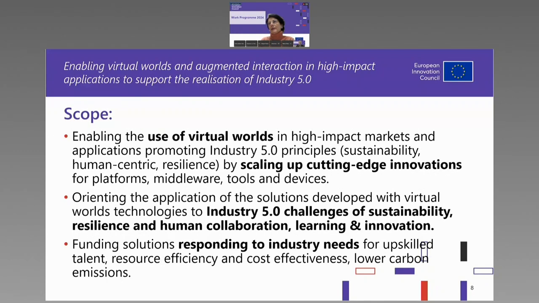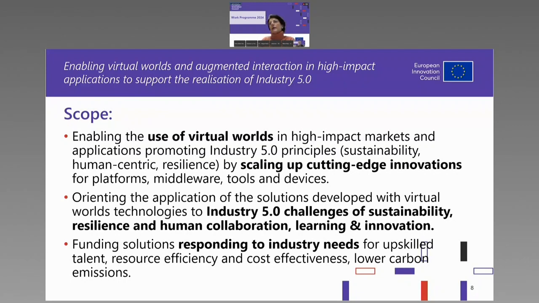To give it more detail on the scope, this challenge aims at enabling the use of high-fidelity virtual worlds in high-impact markets and applications, promoting Industry 5.0 principles of sustainability, human centricity, and resilience by scaling up cutting-edge innovations for platforms, middleware, tools, and devices. In addition, this challenge aims to orient the application of the solutions developed with virtual worlds technology to Industry 5.0 challenges, which are really pressuring industry in a complex global economic, ecological, and social context.